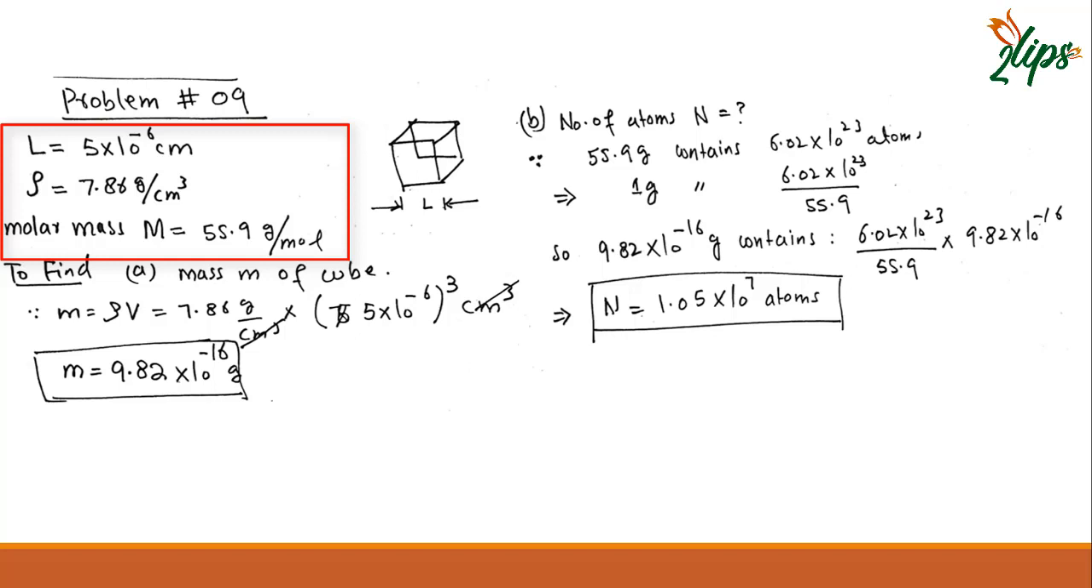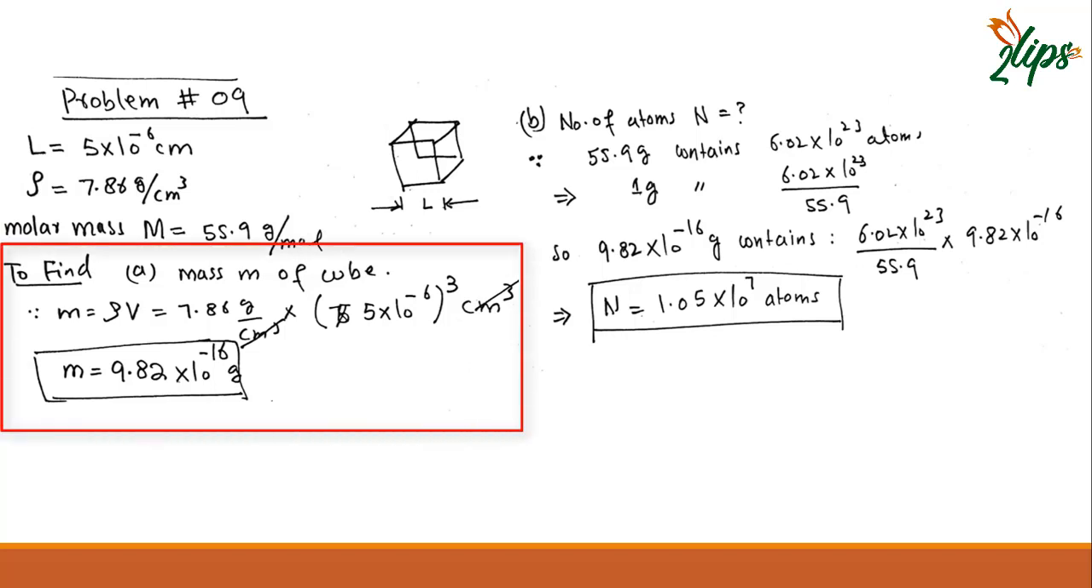So these three things are given: the length of the edge of the cube, which is 5 times 10 raised to power minus 6 centimeter, the density of the iron, which is 7.86 gram per centimeter cube, and the molar mass capital M, which is equal to 55.9 gram per mole. In part A, we are asked to find the mass of the cube. So it is very simple.